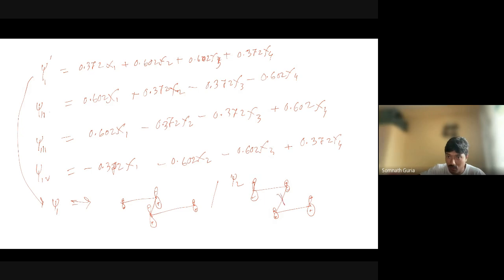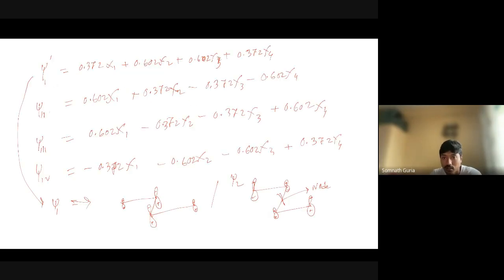Here we have one node. It's called node. Similarly, side 3, the next page. Side 3 will look like this: these two are large, these two are small. From the equation, the first coefficient is 0.62 and the last one is 0.602.